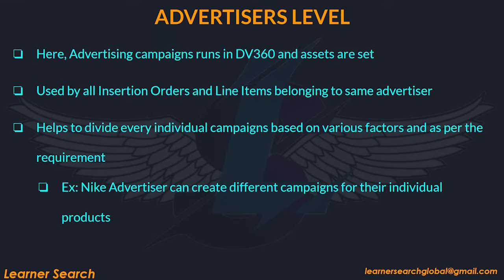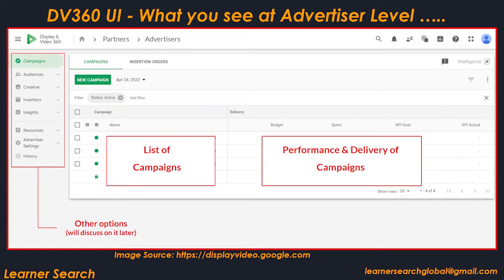This is the level where advertising campaigns run in DV360 and assets are set. This helps to divide every individual campaign based on various factors and as per the requirement. For example, the Nike advertiser can create different campaigns for their individual products.